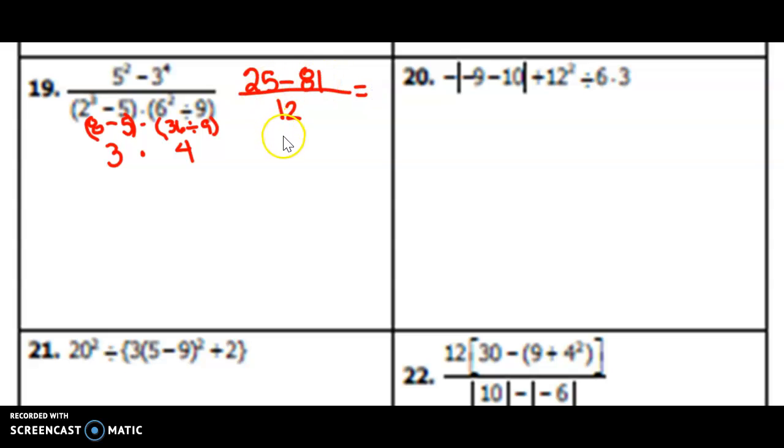So 25 minus 81 is going to be -56 over positive 12. Now 12 doesn't go into 56. So we would need to simplify this fraction. So we're going to take out 4, divide out a 4 from each part. And that's going to leave us with a -14 over 3 for our answer.